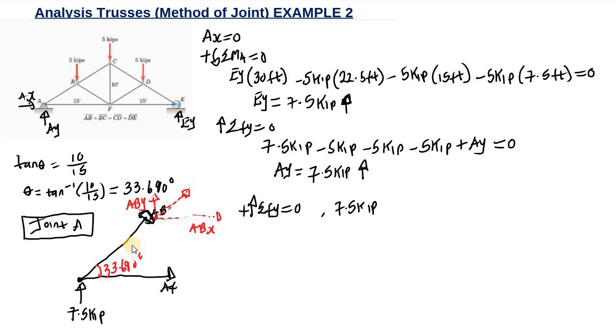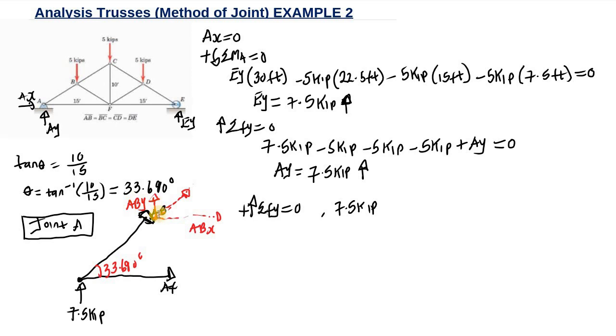Now, this is where you need to pay close attention. Whenever we decompose the force, the vertical component is associated with sine, while the horizontal component is associated with cosine. So make sure you take note of this. Meaning this is going to be the vertical component, multiplied by the sine of the angle.